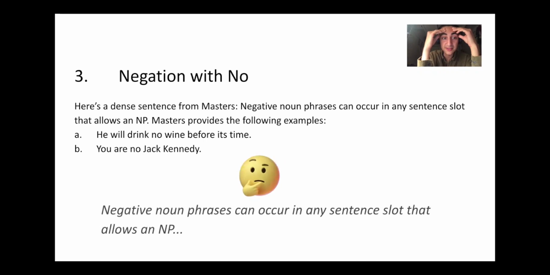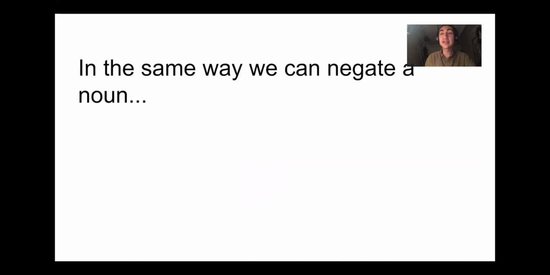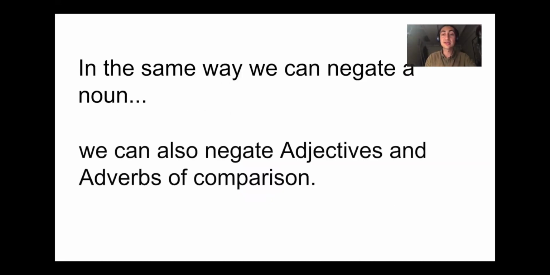Here are the following examples. A, he will drink no wine before it's time. B, you are no Jack Kennedy. Notice the placement of no and what it does to the sentence. In the same way we can negate a noun, we can also negate adjectives and adverbs of comparison. This was the second part. We were saying that it is not just nouns we can negate in this way. We can also negate adjectives and adverbs of comparison, which is a unique type of adjective and adverb.